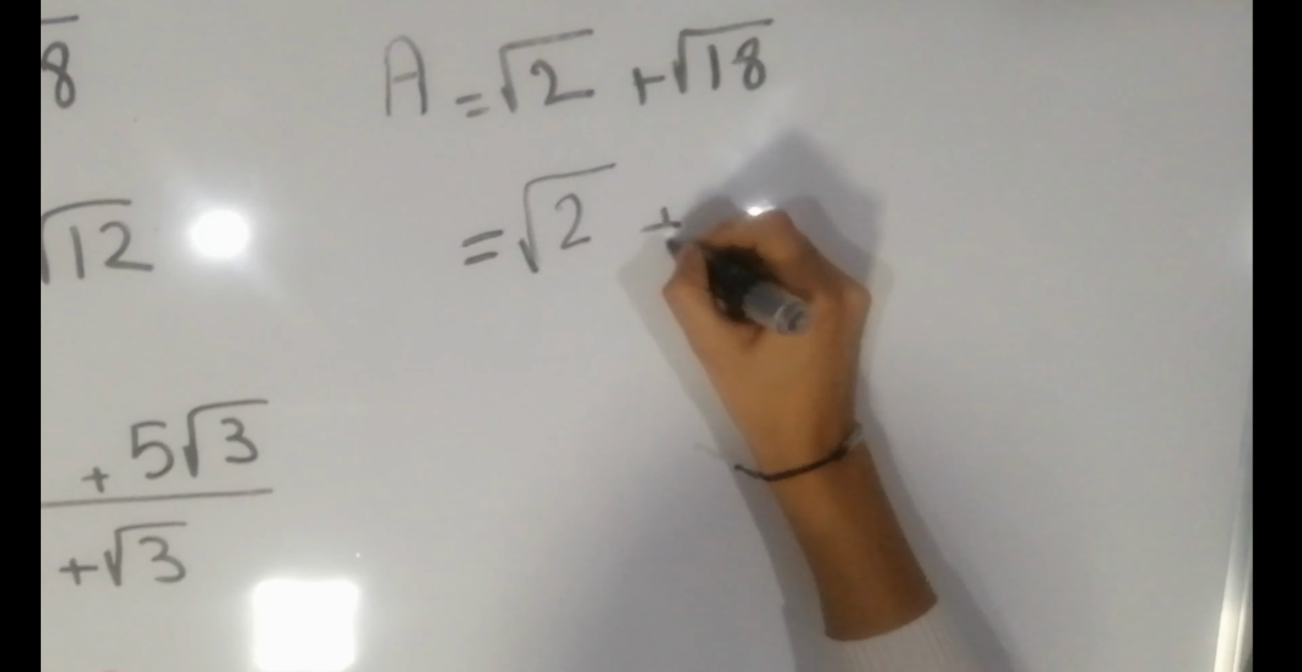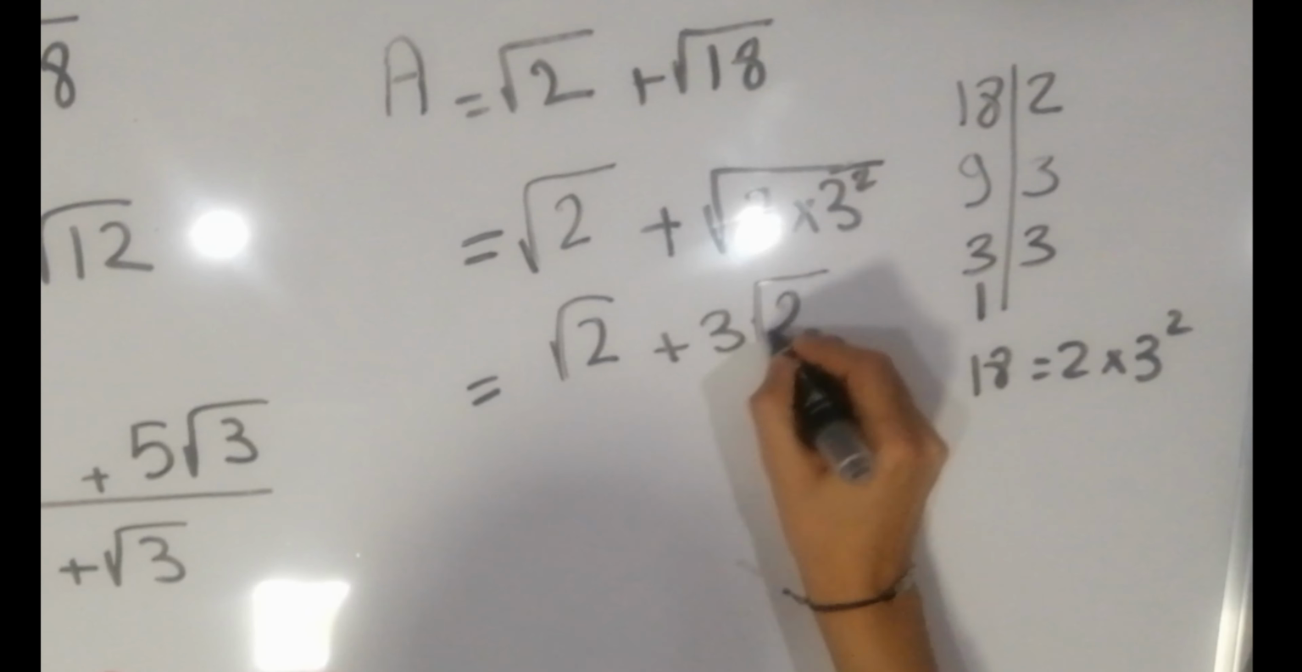Divide by 2, which gives 9. 9 is not divisible by 2 anymore, so now we divide by 3. The answer is 3, and dividing by 3 again gives 1. So 18 is 2 times 3 squared. Thus, instead of 18, we write this answer, 2 times 3 squared. And as we know, the square will cancel with the radical only for 3, not for 2, and 3 will be outside the radical. So radical 2 plus 3 radical 2.